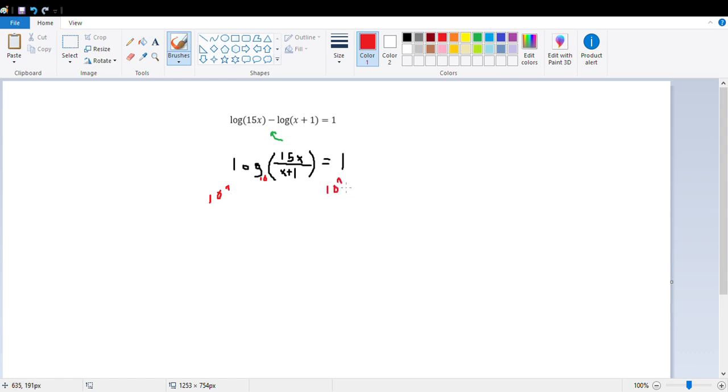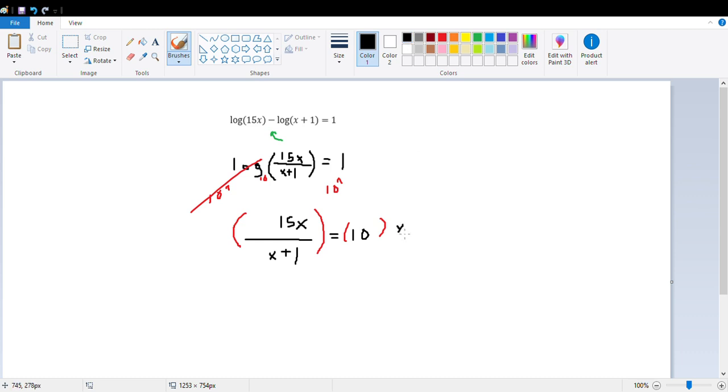And when I do that, that'll cancel out, leaving me 15x over x plus 1. And 10 to the first is 10. Okay, well now we have a rational equation, and it's got a fraction, of course, but we don't want to have fractions anymore, so we'll multiply both sides by the denominator, which is x plus 1.